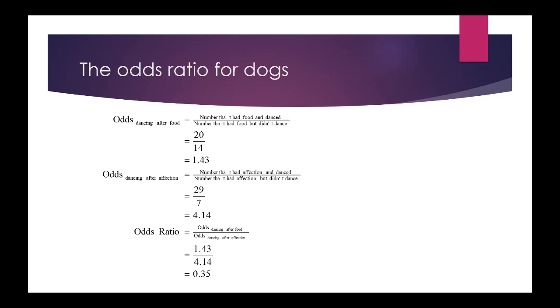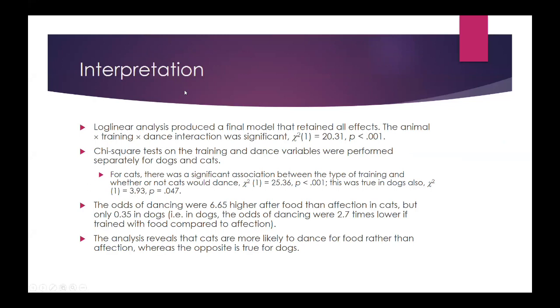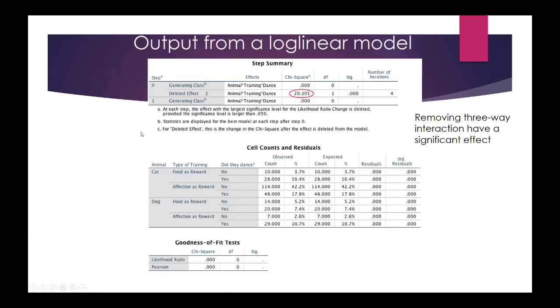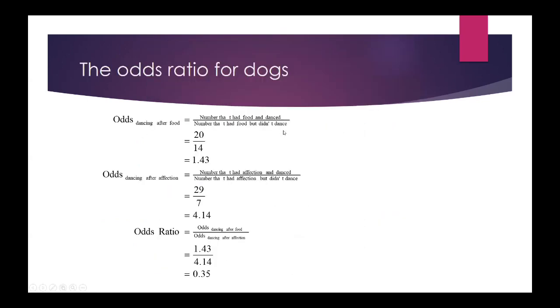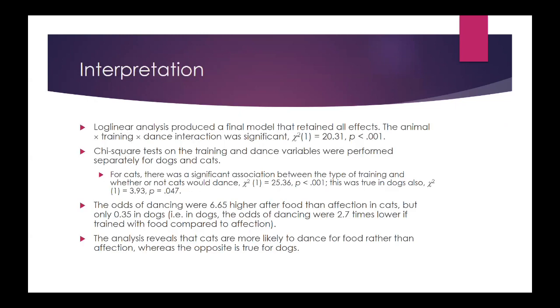Now, what does that exactly mean for our total analysis of everything we were looking at? When we report it, what we're going to look at is that first log linear value right here. What that tells us, again, is that there is a significant association between the animal training and dance at 20.31 with a p-value of less than 0.001.